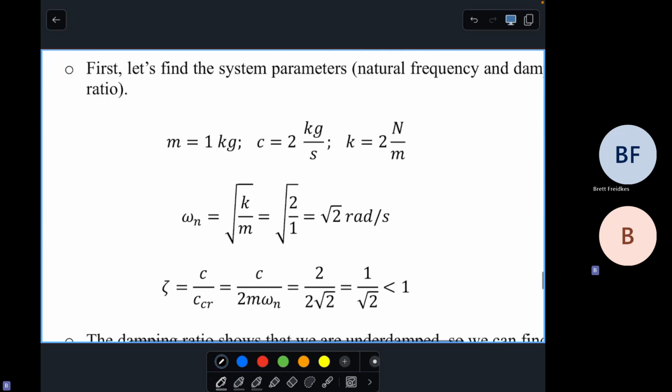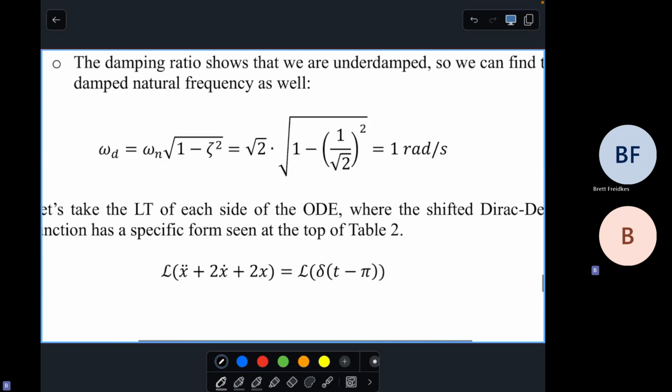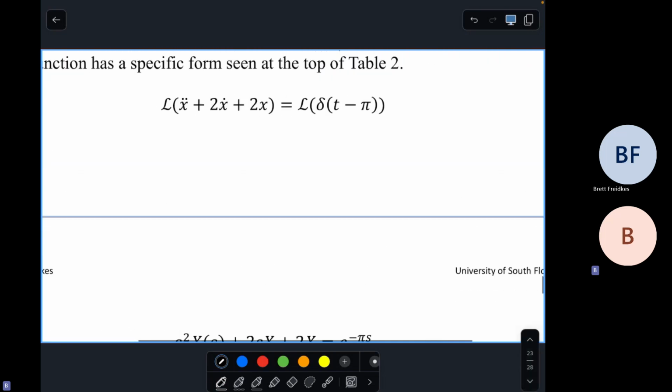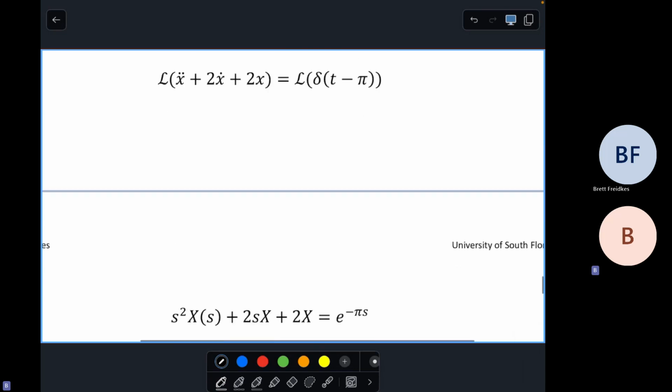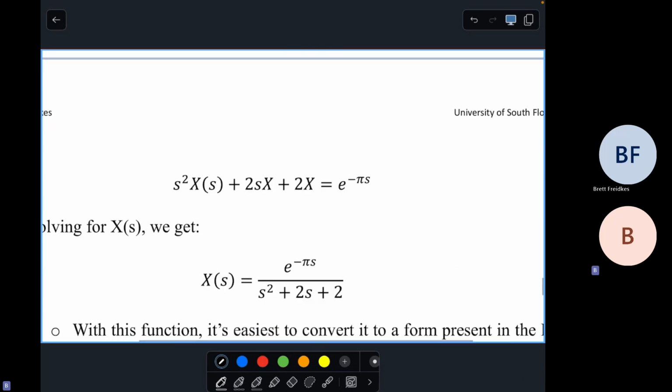We go through this example, find zeta, find omega n. We learn it's underdamped. We can do the Laplace transform of both sides. You look at the table, there is a Laplace transform for a shifted Dirac delta. That ends up being e to the negative pi s.